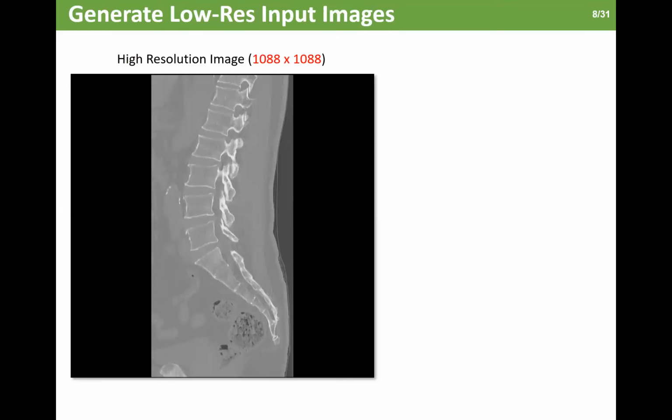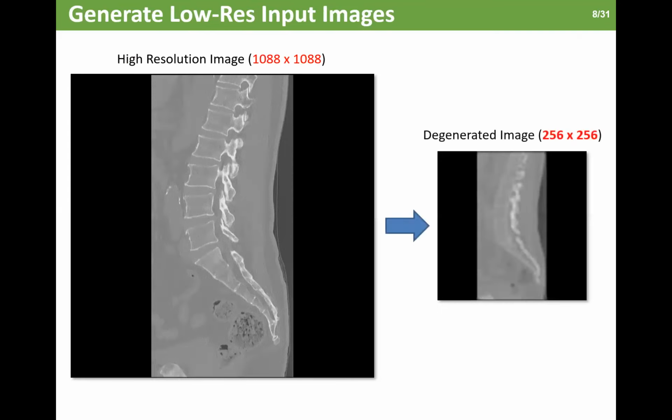Okay, so if we want to train a network, say we have a bunch of high resolution images. What we can do is degrade them and simulate the low resolution image. That's usually how you start with super resolution.